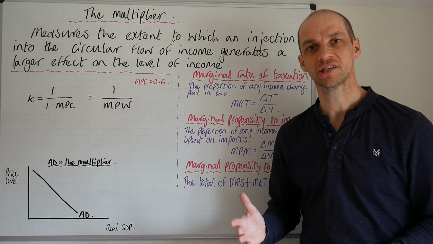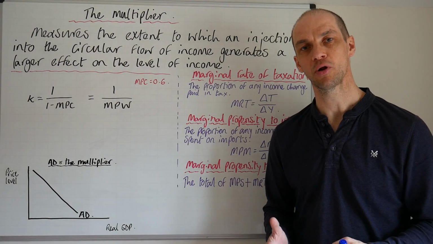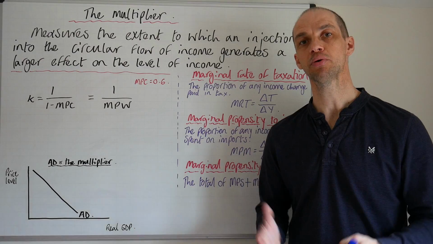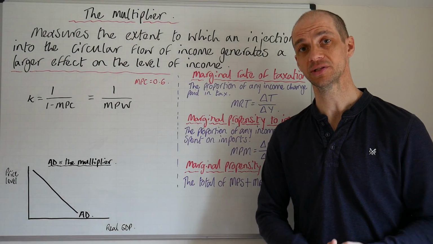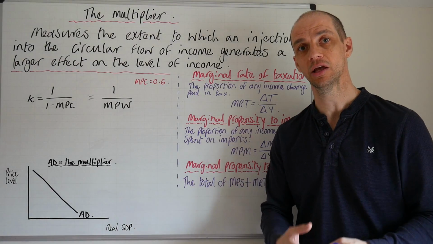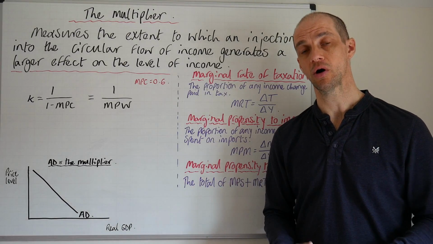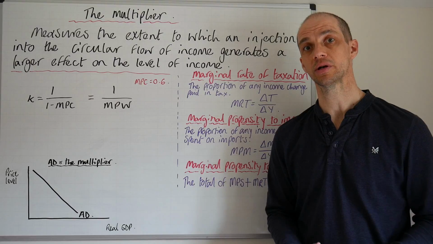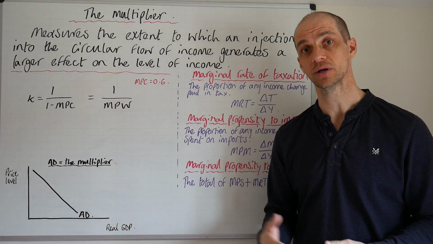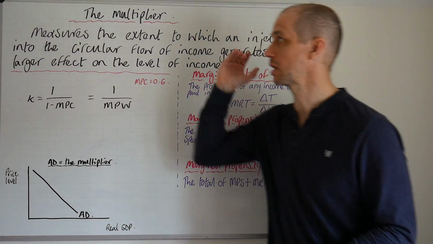Hi everyone, so in this lesson we're going to focus on the multiplier. Now this is a really important concept in macroeconomics. It will help develop your understanding of the circular flow of income as we've already seen so far, but also improve your understanding more generally of aggregate demand. Okay, so let's take a look.